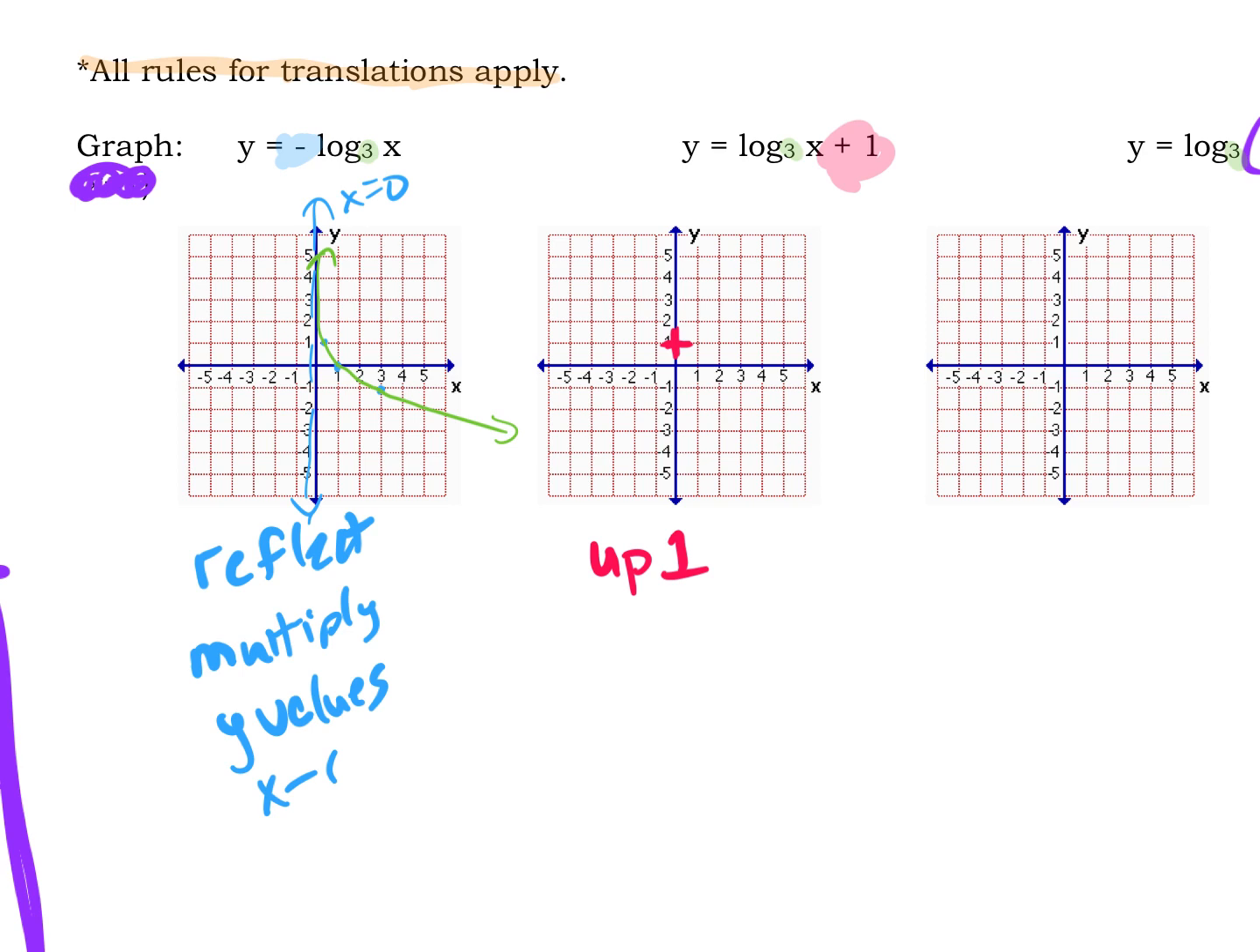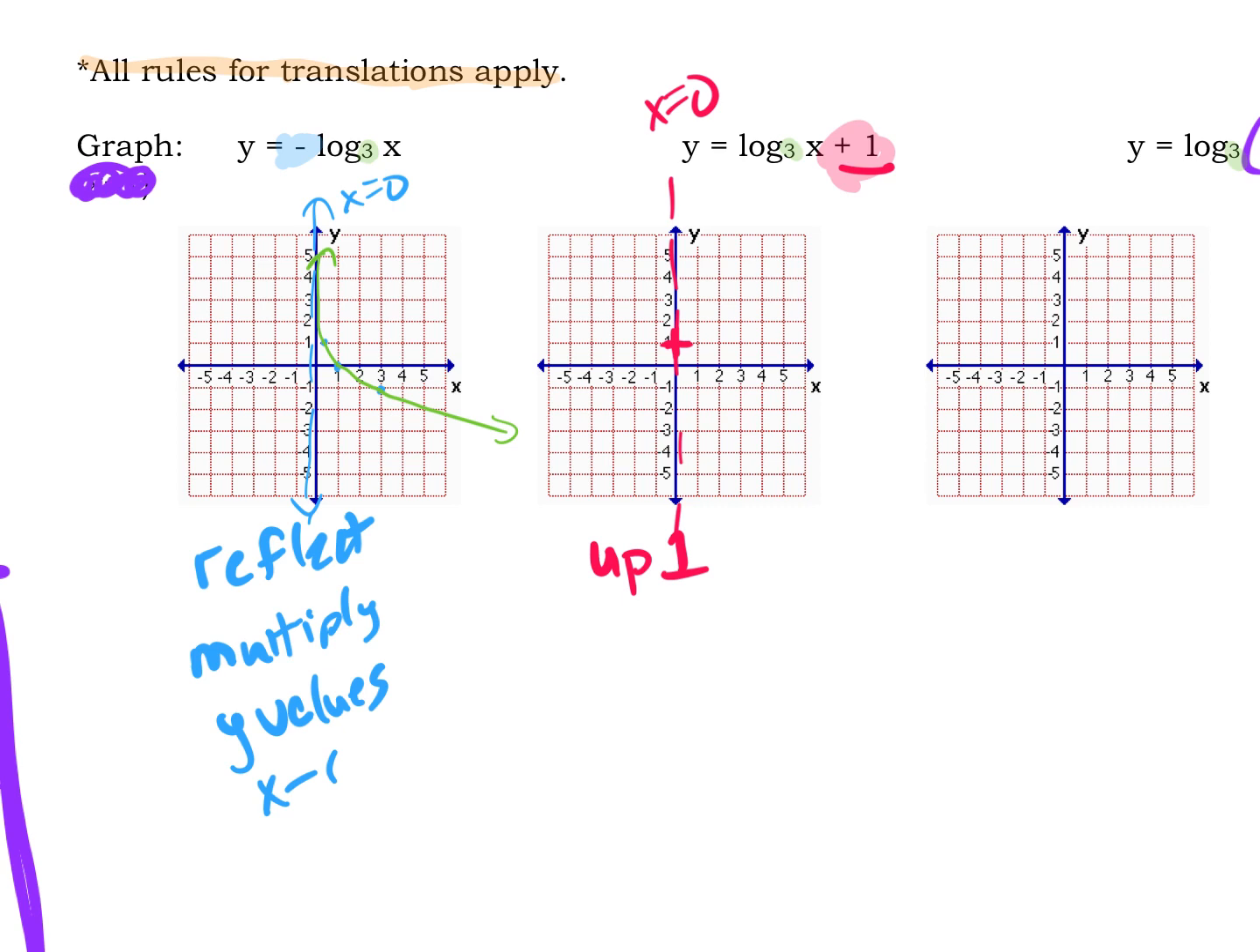So if there's something that is adjusting our x, in other words, our left or right, then our asymptote will change. But in this case, that +1 is just shifting us up. It's not shifting us left or right. So the asymptote will not change. So we're still going to be at x equals 0 for our asymptote.